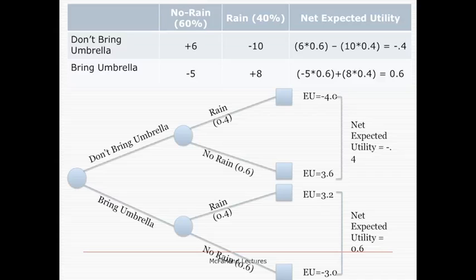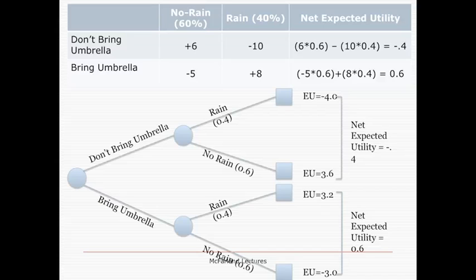But if I don't bring an umbrella and it rains, it's negative 10 times 0.4, or 40%, and that equals negative 4. Now if I add those two together, of not bringing an umbrella in both cases, I get the net expected utility of not bringing an umbrella. If we add those two, we see that it equals negative 0.4.